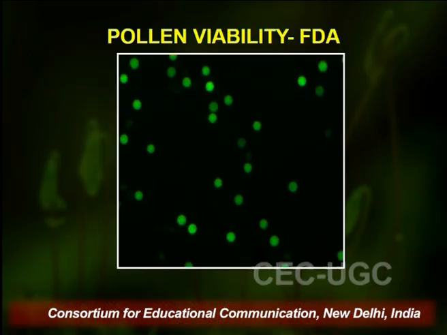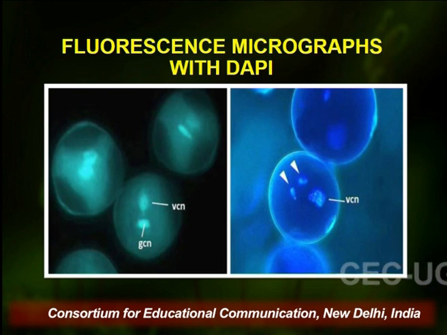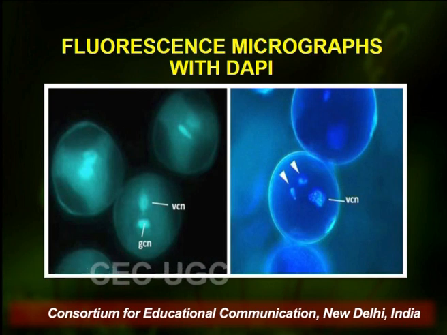Here you can see this FDA test; the bright fluorescing pollen grains are the ones which are viable. Now this is another picture of fluorescence micrographs of the pollen grains, and you can see that on the right hand side there are two sperm cells which are fluorescing bright, and these have been stained with DAPI.